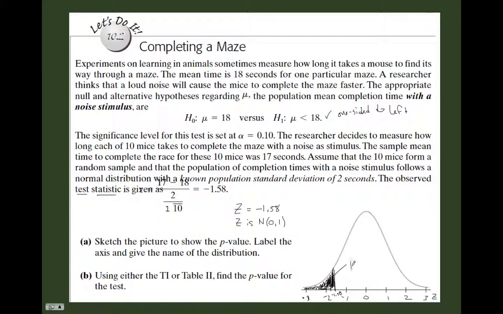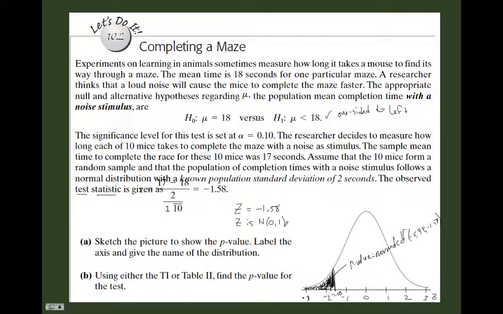One way that we can calculate this is using normal CDF. The lower limit here would be negative E99. The upper limit is negative 1.58. And the default here is 0 and 1 for the mean and standard deviation. On the other hand, I've just shown you that this test is built into the calculator.